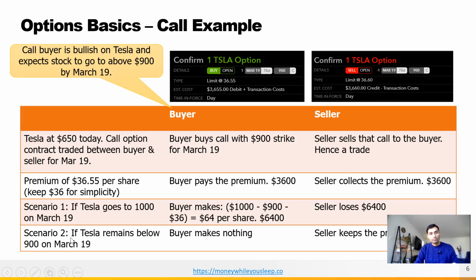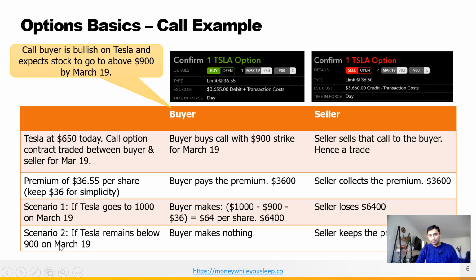In the second scenario, let's say Tesla remains below 900 on March 19th. We are just talking about March 19th, guys. Before March 19th also, every day the option premium will keep changing, and till March 19th, these contracts will keep getting traded between the parties. So somebody will sell it to someone else, somebody will buy again. And every day the option premium will keep changing depending on a lot of dynamics. We will not cover that in this session, but I just want to cover the basics of what will happen on March 19th, because that's the last day, that's the end game of this particular contract.